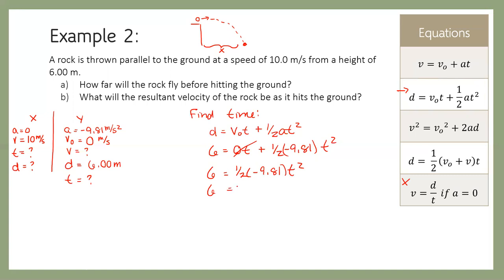So 6 equals negative 4.905 t squared, dividing both sides. That's what we end up with. Dividing both sides by negative 4.905, we get that, and we find that t squared is equal to 6 divided by, oops, it should be a negative 6. Sorry, I left that out.